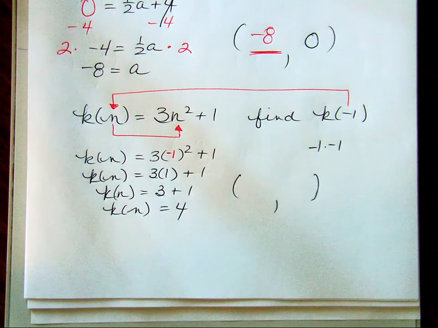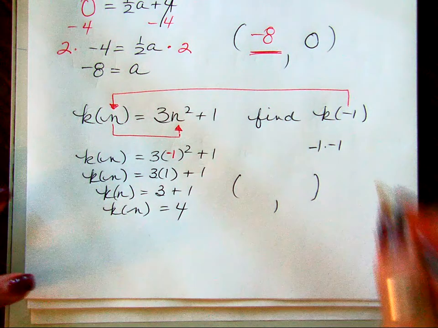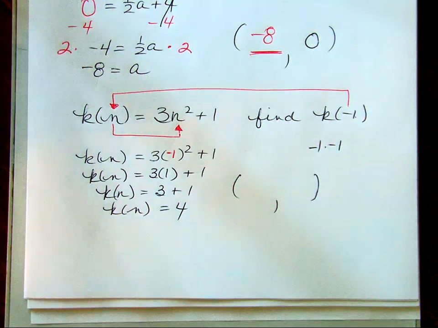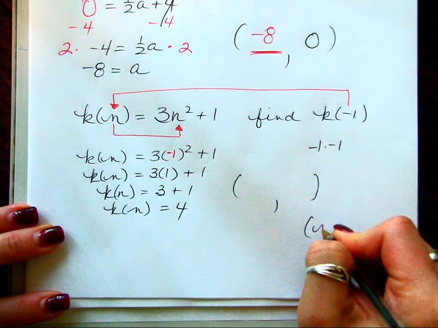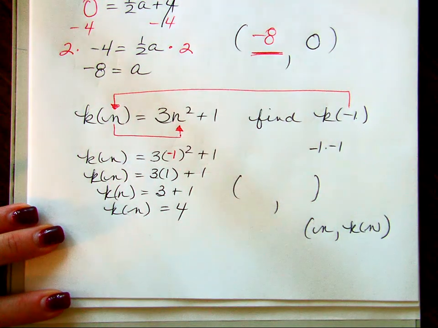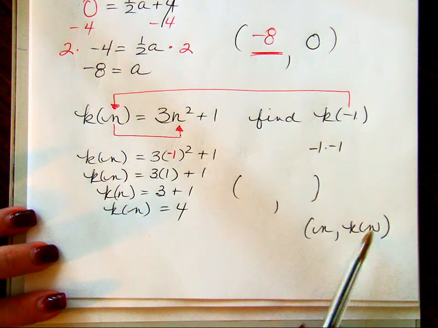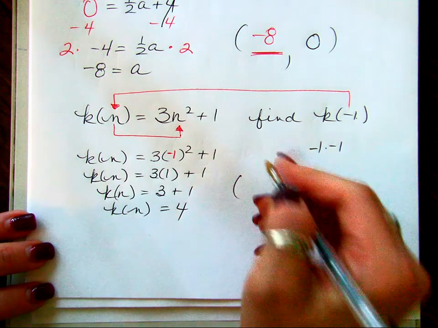So let's figure out my ordered pair. Is it -1, 4 or 4, -1? I know you're thinking, what do you mean what is x? You're giving me k's and n's. Well then, you know what always goes in the first spot? The n and then the k of n. So that's the y. Is that what was given? No. So that's the first spot. So the -1 was given. The 4 is what I found.